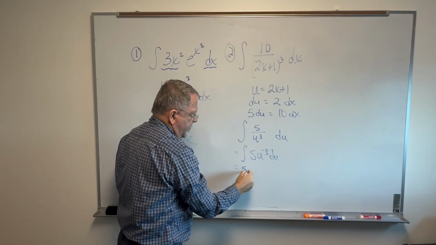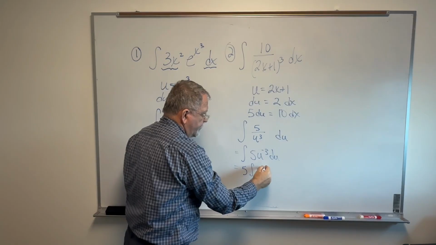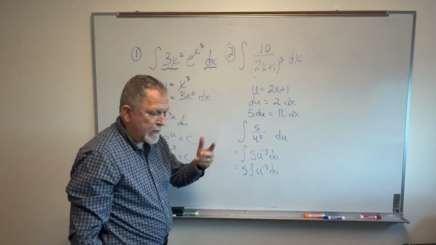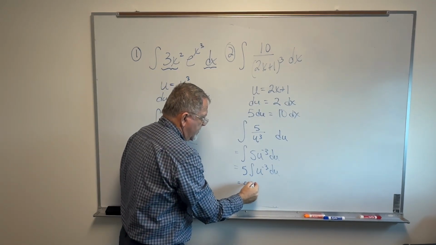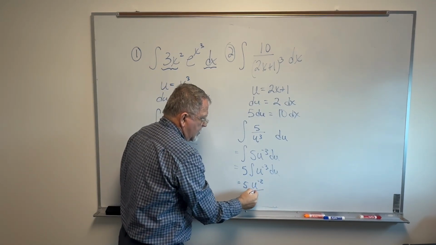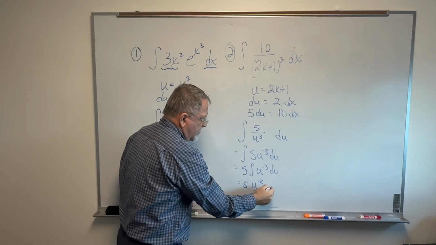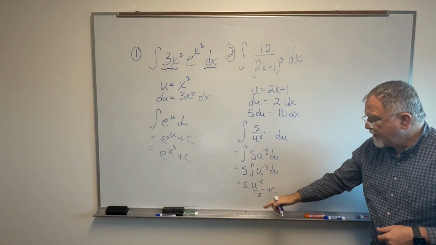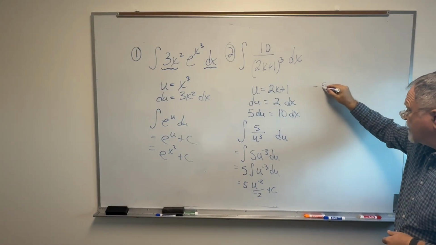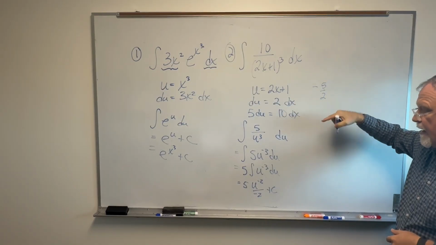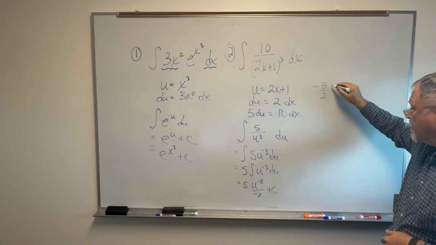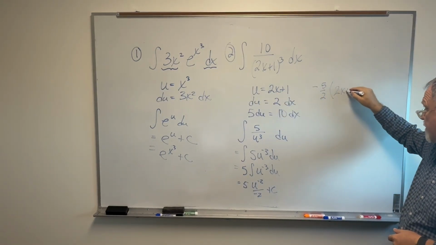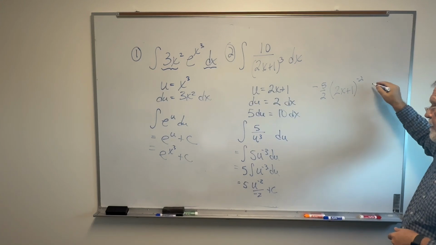I can bring that 5 out in front from our constant multiple rule. And now using the power rule for integrals, I add 1 to the power and divide by the new power. So I get 5u to the negative 2 divided by negative 2 plus a constant. Let's continue over here. That 5 divided by the negative 2, that'll just be negative 5 halves. And then u to the negative 2, but u was 2x plus 1. So (2x plus 1) to the negative 2 plus a constant.